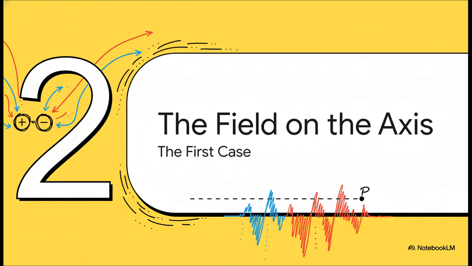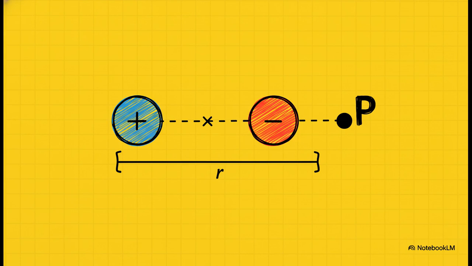Our first major derivation, finding the electric field at a point that's right on the dipole's axis. So, I want you to picture our dipole just sitting there. The axis is the imaginary line that runs straight through both charges. Now, we're interested in some point, let's call it P, that's also on this line, a distance r from the very center of the dipole. Our mission? To figure out the net electric field at that exact spot.